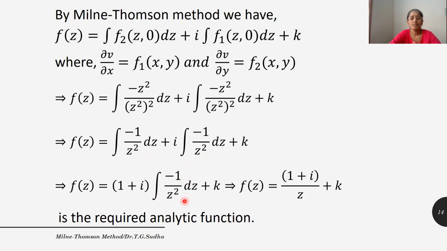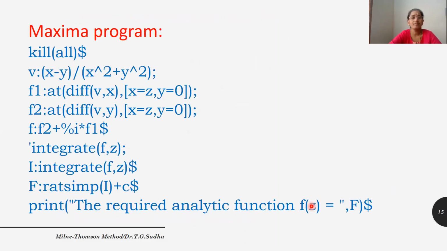Integrating minus 1 by z square, we obtain 1 by z. So this is the required analytic function. Now let us see the Maxima program for this problem, wherein the imaginary part is given.